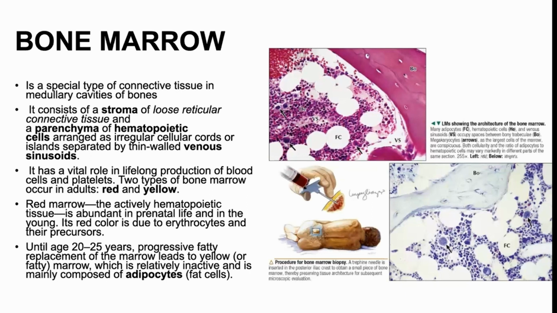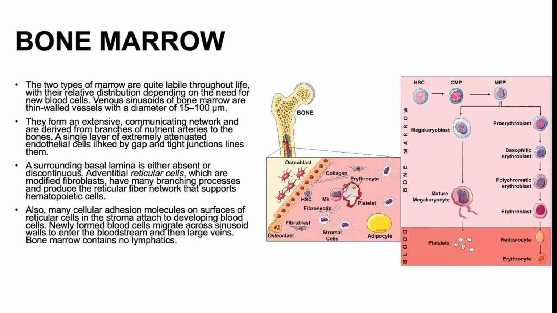Until age 20 to 25, progressive fatty replacement of the bone marrow leads to yellow bone marrow. So you saw we have a lot of fatty cells as well. So as soon as you get older, you start replacing a lot of the red marrow with the yellow marrow or adipocytes. Venous sinusoids of the bone marrow are thin-walled vessels with a diameter of 15 to 100 micrometers. They form an extensive communicating network and are derived from branches of nutrient arteries to the bone.